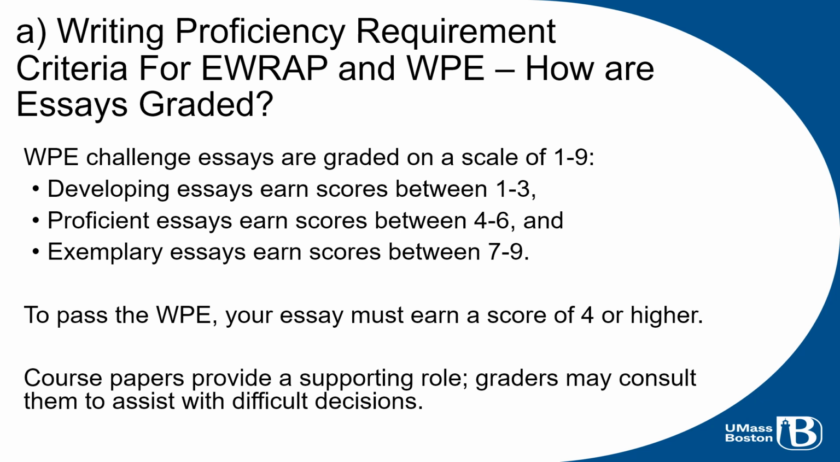WPE challenge essays are scored on a scale of 1 to 9. Developing essays earn scores between 1 and 3. Proficient essays earn scores between 4 and 6. And the scores for exemplary essays are between 7 and 9. To pass the WPE, your essay must earn a score of 4 or higher from 2 different graders. Course papers provide a supporting role. Graders may consult them to assist with difficult grading decisions.